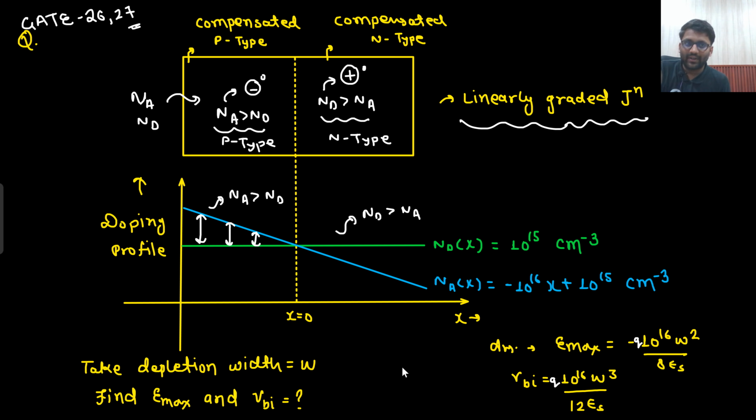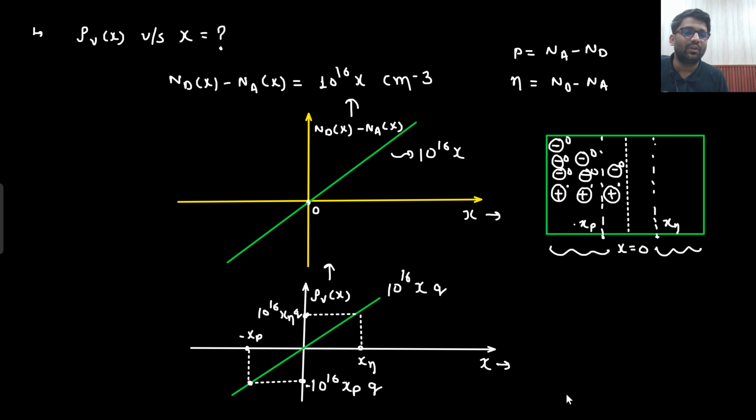When you move from minus infinity to 0, your number of holes are decreasing. That means the p side is not uniformly doped, and the n side is not uniformly doped. There is no uniform doping. So if there is no uniform doping, what does that mean? This is known as non-uniformly doped. So this particular profile, I will say non-uniformly doped.